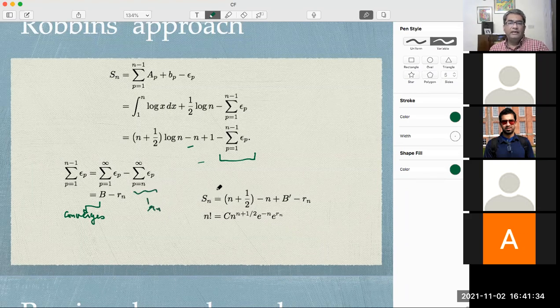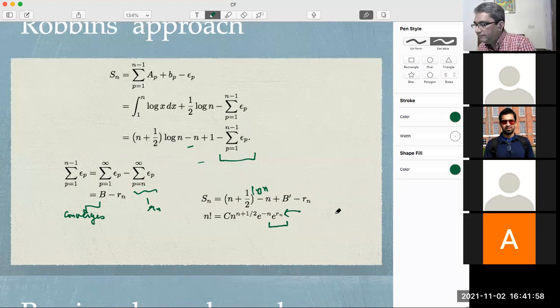So ultimately you get, include the 1 with the b, you get n plus half log n here minus n plus some constant, and then you take the exponential, so you get this form. Okay, so this Rn is what we call the error term. The Rn is the error term. This is what we are after. So Rn is the error term.